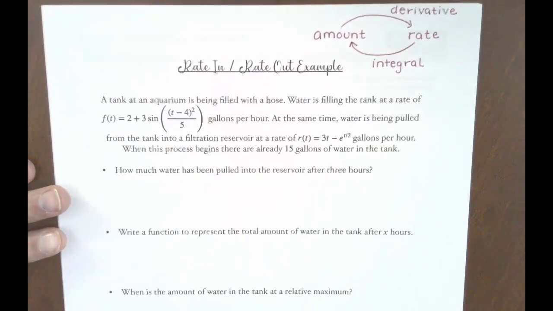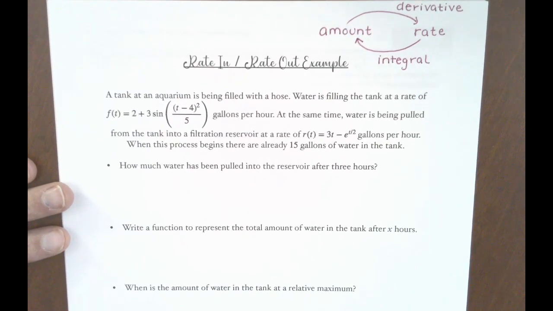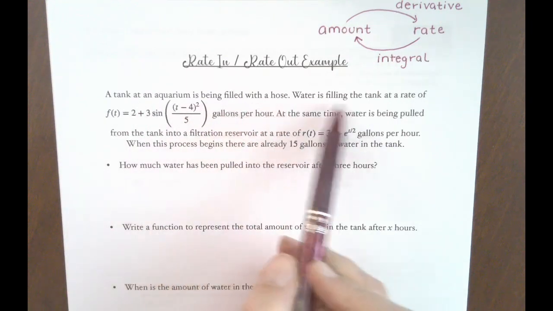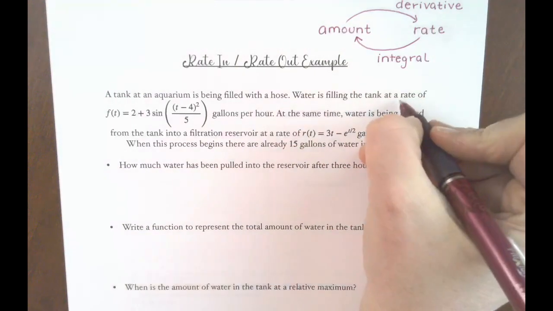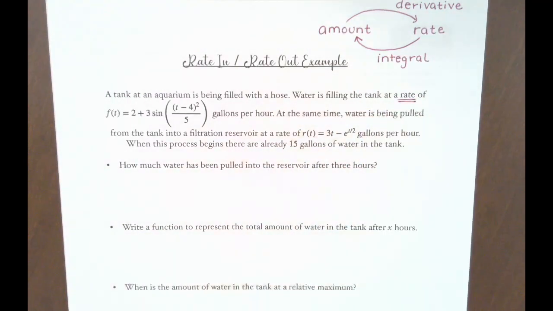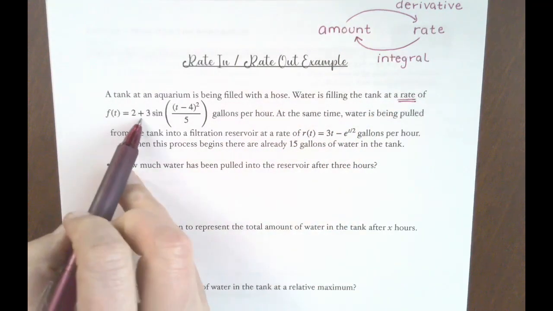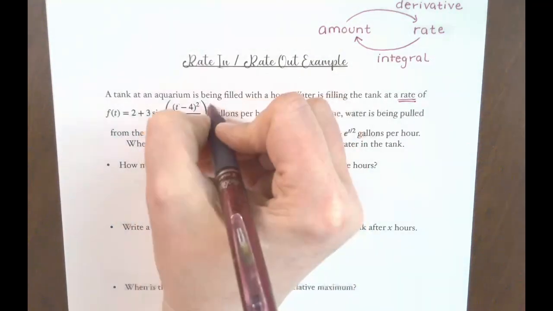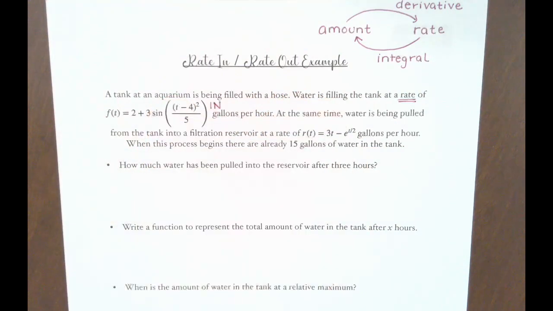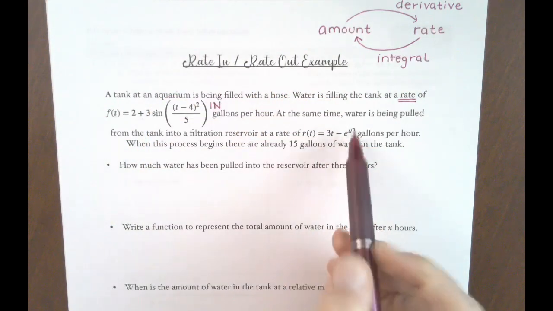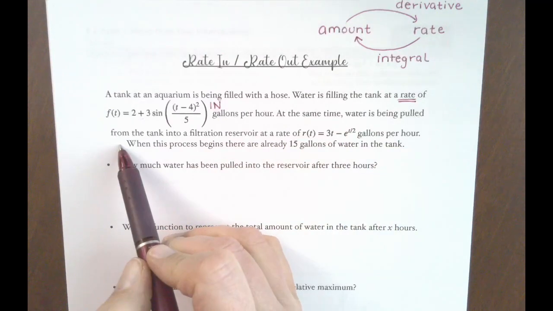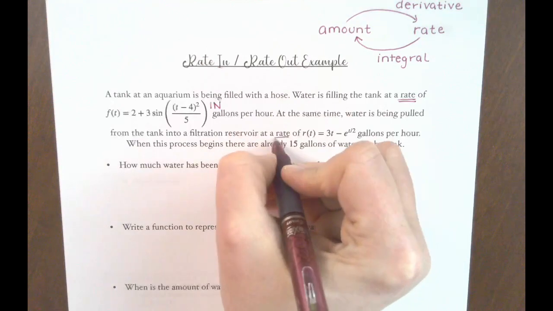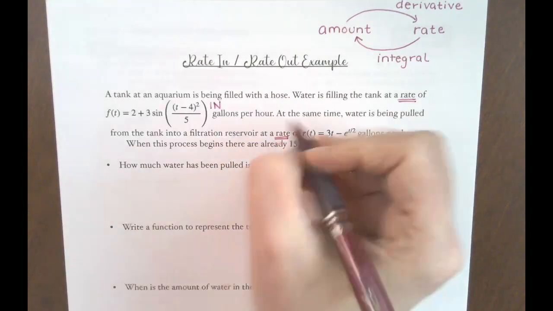Okay, so like I said, this is a very typical problem setup. We have a tank at an aquarium being filled with a hose. Water is filling the tank at a rate, red flag right there, that's an important word, of this function. So this is the rate that the water is running into the tank. This is your in function. At the same time, water is being pulled out, so this is going to be your out function. And again, this is a rate, so this is your out.